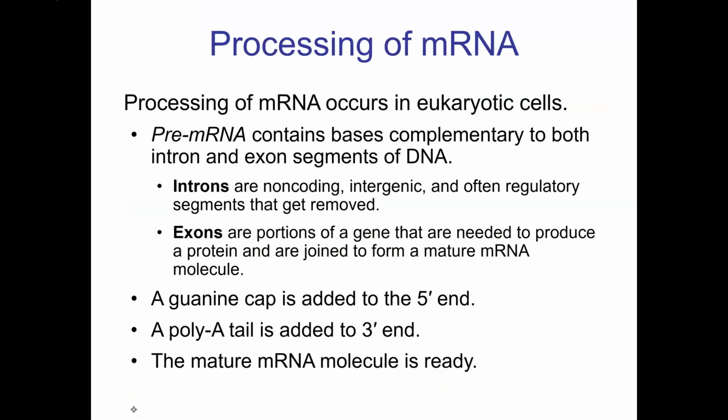So once we make that messenger RNA, if we are in a eukaryote, this all occurred in the nucleus. And before we can leave that nucleus, we have to process that messenger RNA. So this occurs only in eukaryotic cells. In prokaryotes, we don't have to process our messenger RNA. It's already ready to be translated. But in eukaryotes, we have to process it. So we call it immature or pre-messenger RNA.